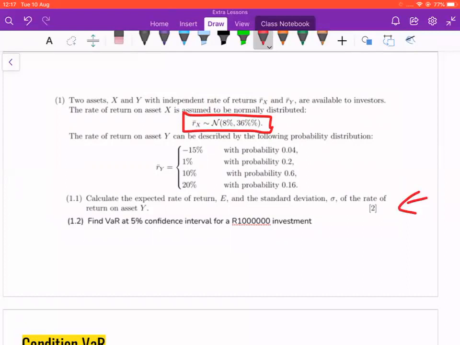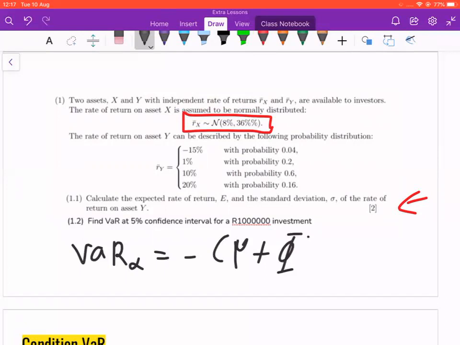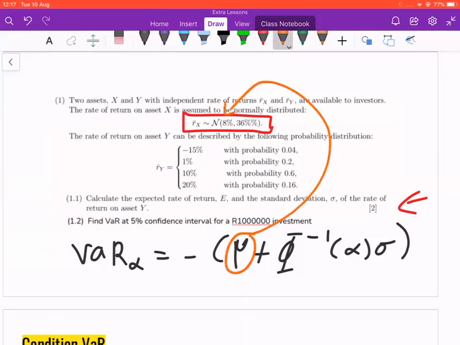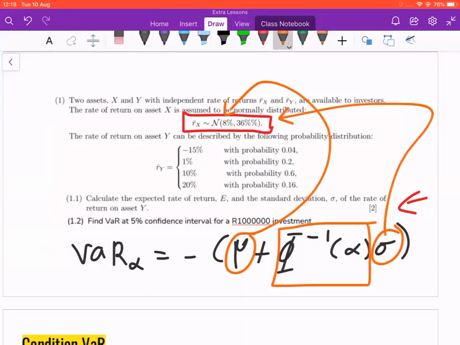So we already know that to find VaR for a normal distribution, VaR for a normal distribution is going to be negative mu plus negative z times sigma, right? So you just have to substitute these values over here. You already know that mu is going to be 6%. We already know that the variance is over here, and then you will have to find the z-score of 5%, right?